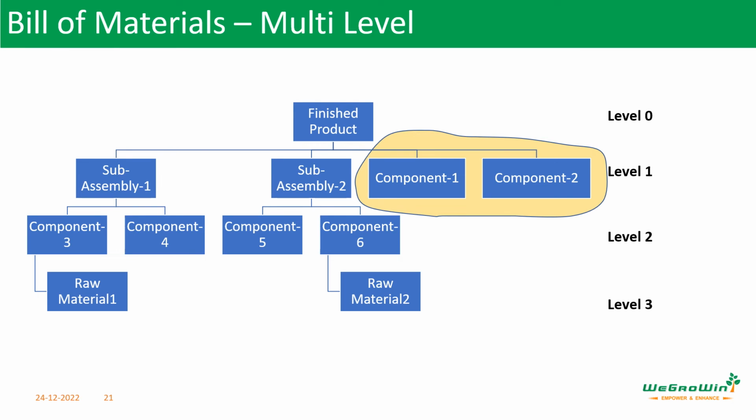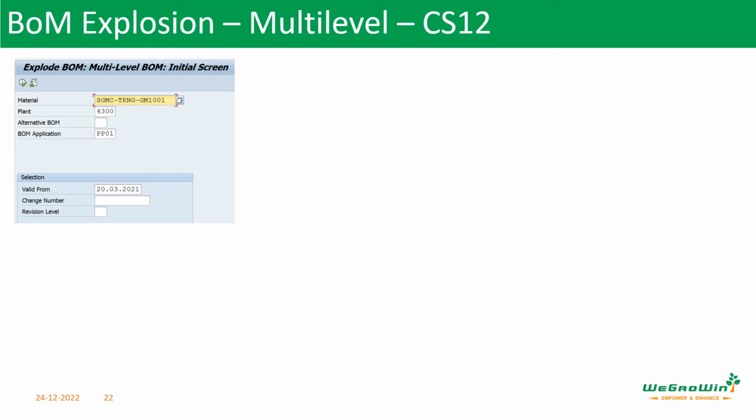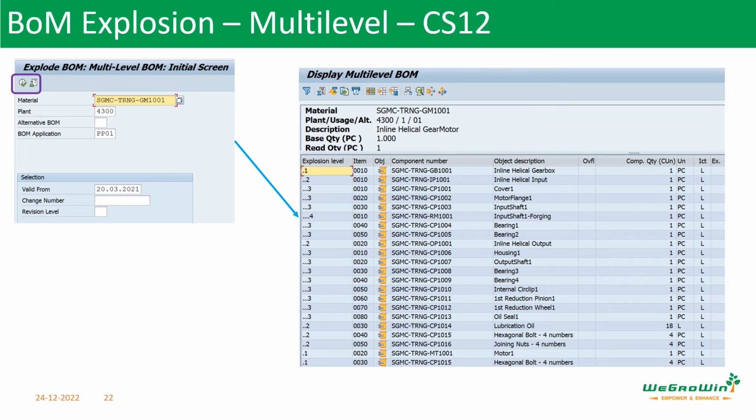How to see this in SAP? Here we are using transaction code CS12, and here we enter the material code, plant, and the BOM application, then execute it. See, now we can see the bill of material. First it is taking level 0, then level 1, 2, 3, then for 3 there are some materials, then 4, like this completing all.